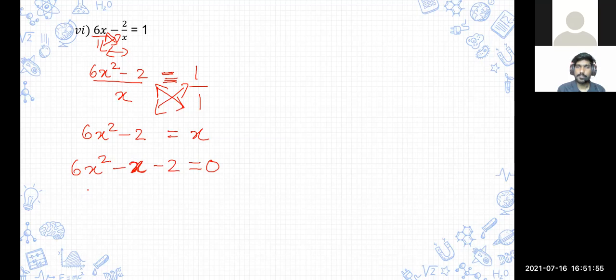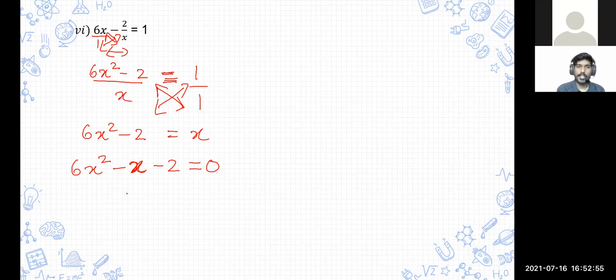Did you understand this? Yes? No. Did you understand? Yes. No, you didn't finish the sum. No, I didn't finish. Can you see at least the screen? I can see till 6x squared minus 2 upon x equals 1 upon 1, and after that you did the cross multiplication. Now 6x squared minus 2x equals x. I can see till that. Okay, after that, one more step is there. 6x squared minus x minus 2 equals 0. Did you understand up to here?